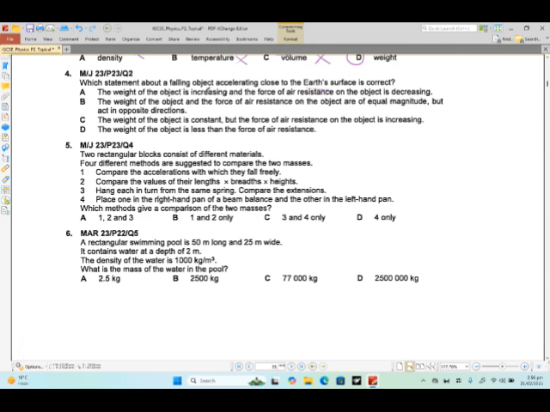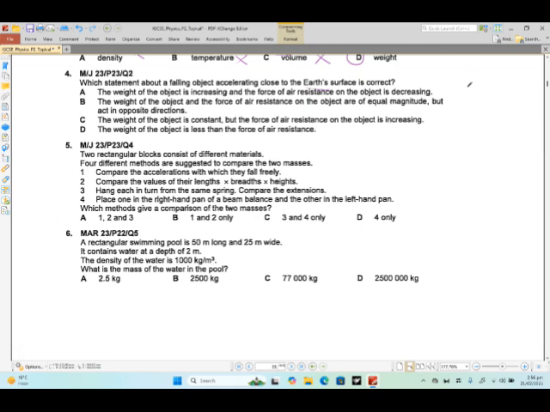The weight of the object is increasing and the force of air resistance on the object is decreasing. The weight of the object and the force of air resistance on the object are of equal magnitude but act in the opposite direction. The weight of the object is constant but the force of air resistance on the object is increasing. The weight of the object is less than the force of resistance. Okay, we need to see what is happening over here.